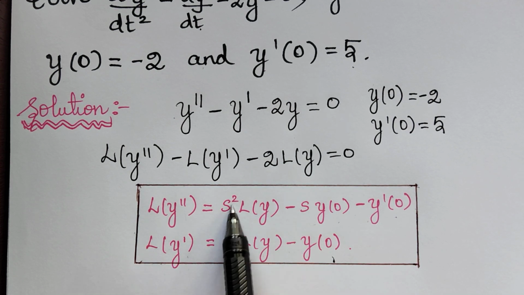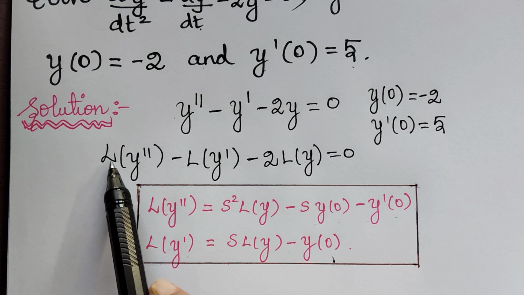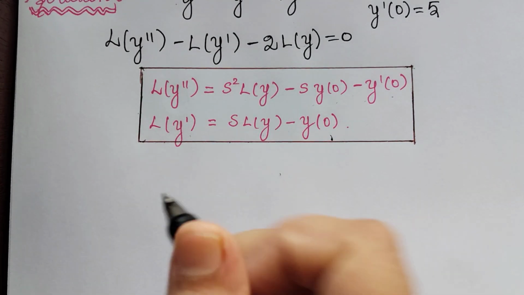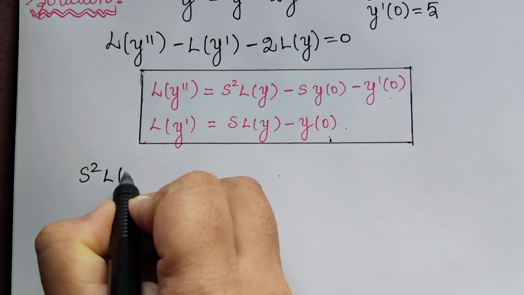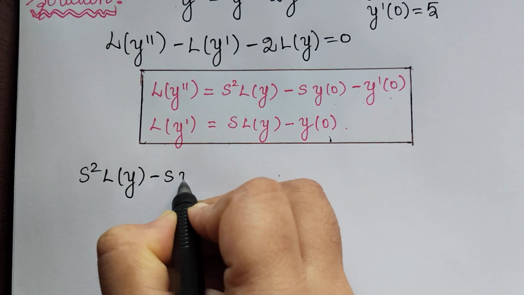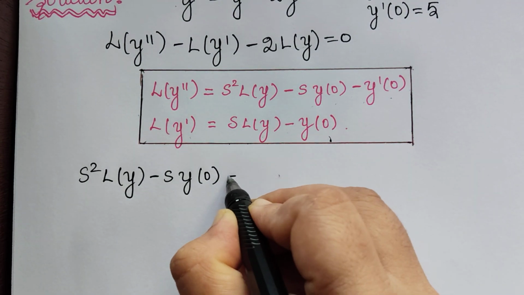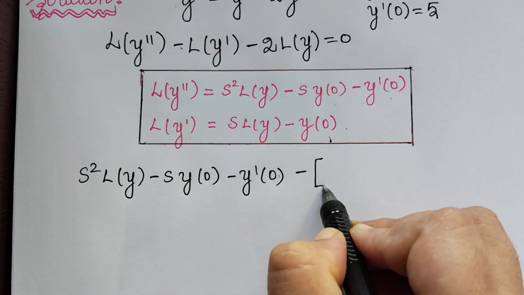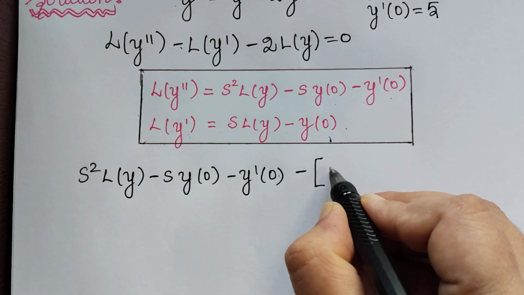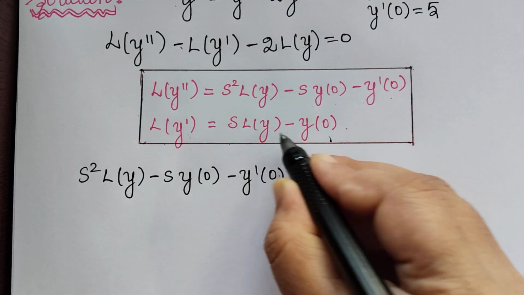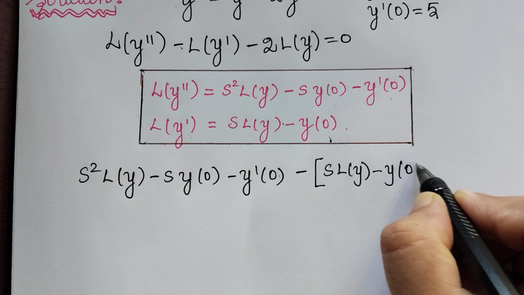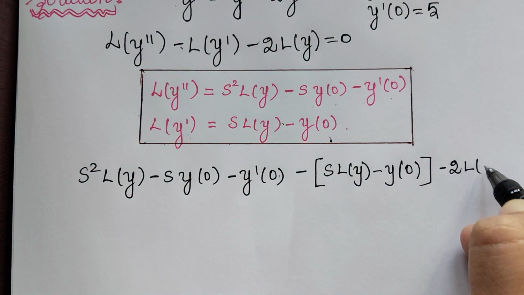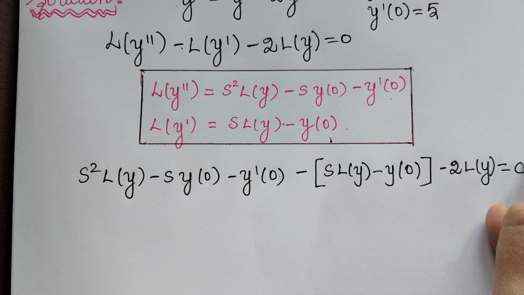So now let us apply this formula in this equation. Instead of Laplace transform of y double dash, we can write it as s squared L of y minus s multiplied with y of 0 minus y dash of 0, and then minus, Laplace transform of y dash can be written as s into L of y minus y of 0, and then we have minus 2 Laplace transform of y is equal to 0.